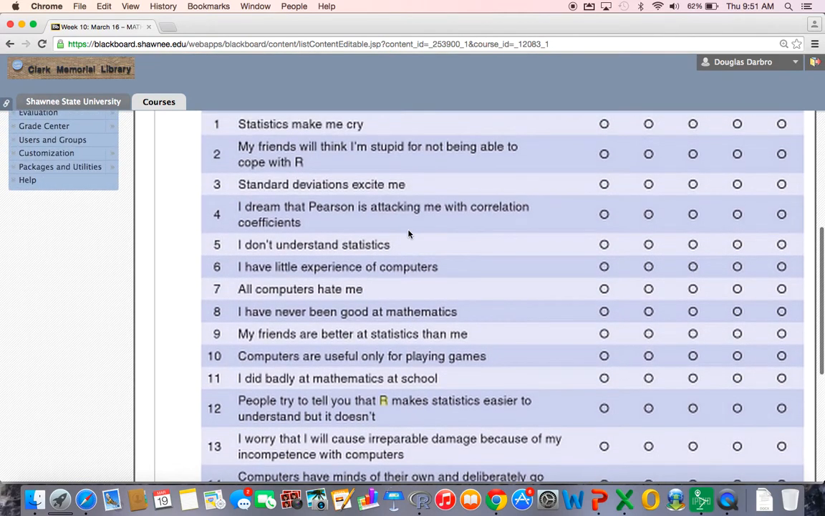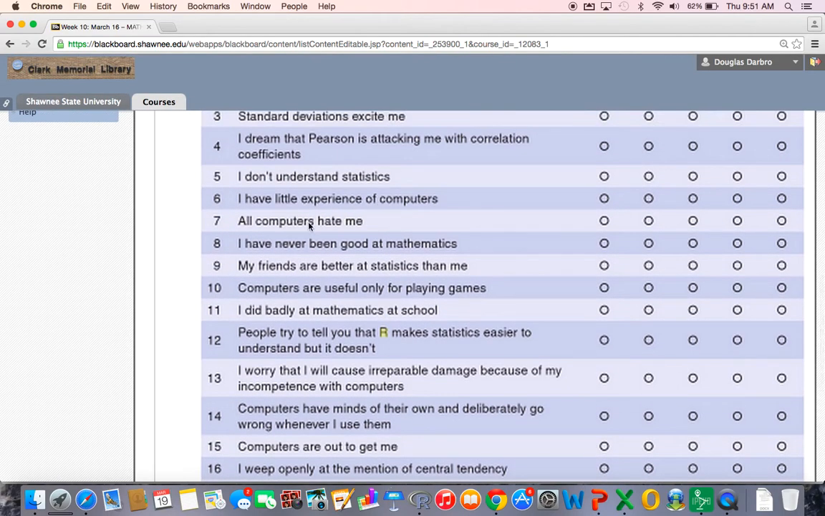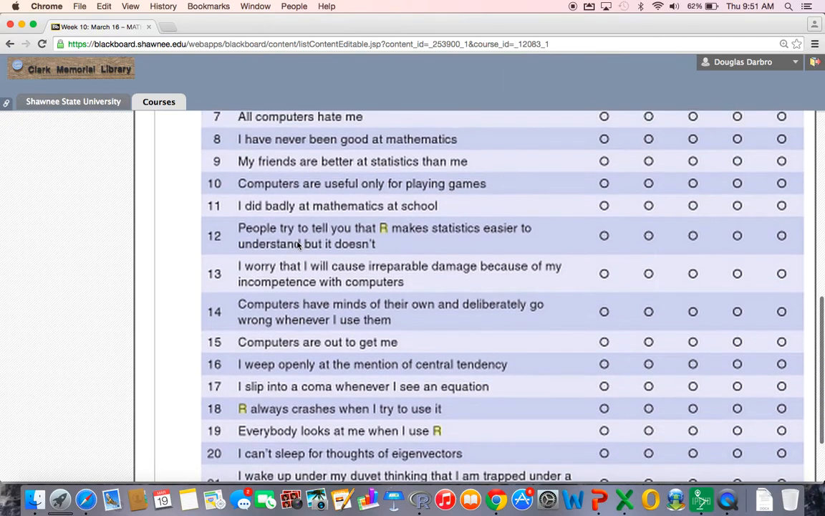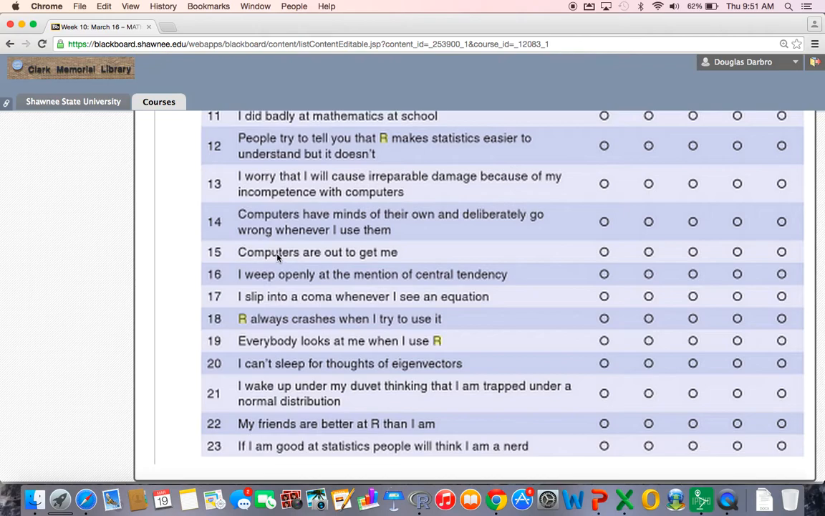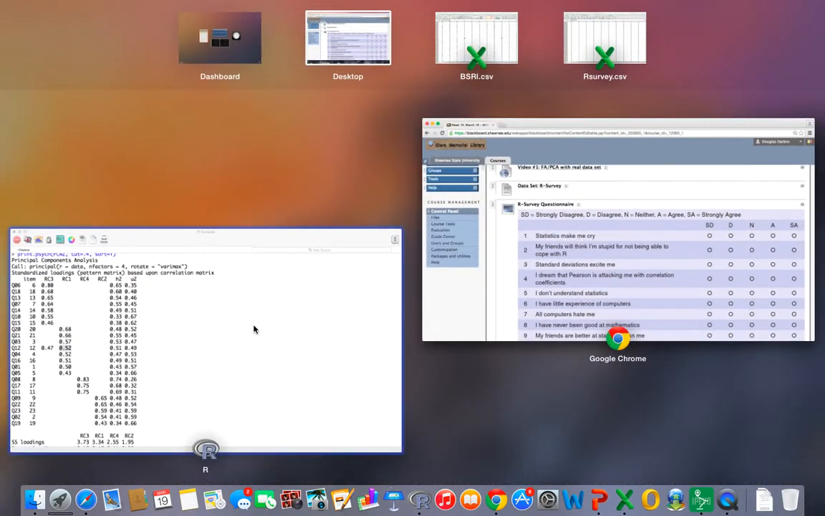Number 6, I have a little experience with computers. Number 18, R always crashes, so that's a computer. 13, computers. 7, computers. I think you see where we're headed here. 14, computers. And 10, computers. And 15, computers. Guys, I have no doubt that factor number 3 deals with computers. So I'm going to call that a fear of computers.